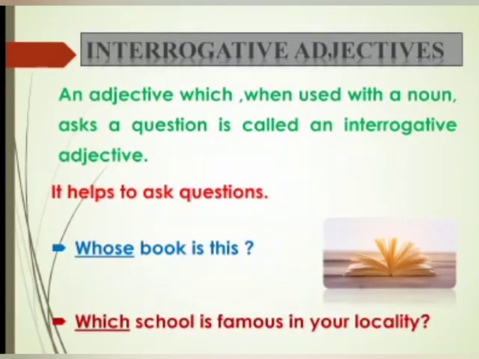Next is interrogative adjectives. An adjective which, when used with the noun, asks a question is called an interrogative adjective. It helps to ask questions. Now look at this example. Whose book is this? Whose. The word whose is used as an interrogative adjective to ask question.